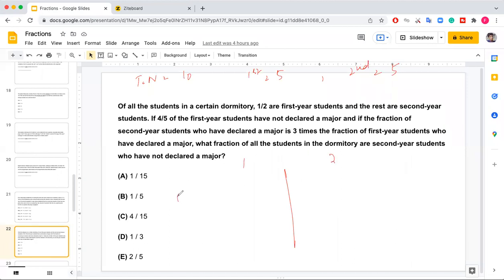So this is not declared, this is declared. So 4 by 5th, both are 5, 5, right? So 4 by 5th of the first year have not declared. So what is 4 by 5th of 5? That is 4. So this will be 1, this will be 3, and this will be 2. So what fraction of all the students in the dormitory are those? Total are 10, and this is 2. The result is 1 over 5.